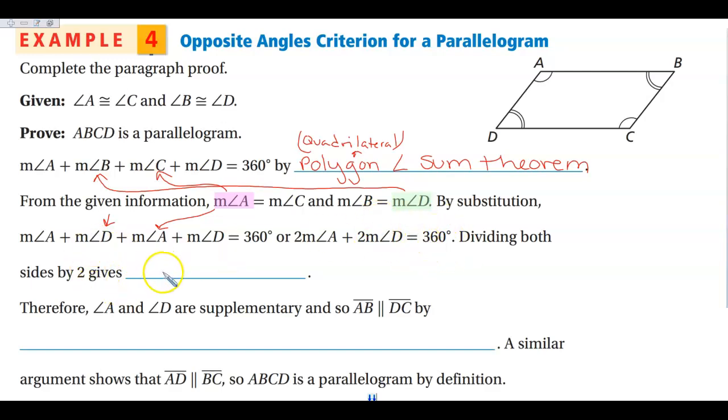If we divide both sides by 2, I get that the measure of angle A plus the measure of angle D is equal to 180 degrees. What is that showing me? That my same side interior angles are supplementary. Therefore, if they are supplementary, I know these lines are parallel by my same side interior angle converse.